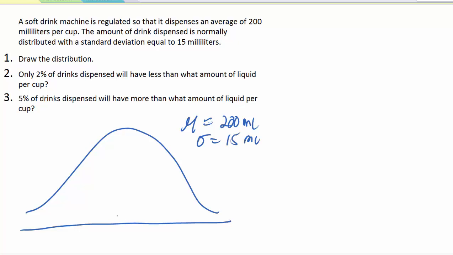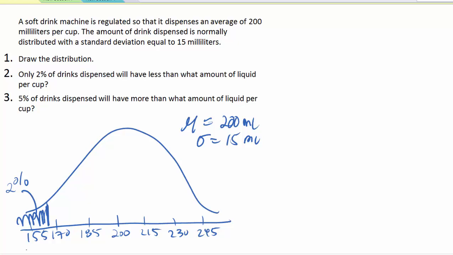So if we draw our distribution, we're going to center it at our mean, draw one standard deviation up, 2 up, and 3 up from the mean, 1 down, 2 down, and 3 down from the mean. And we can start then with our first problem. Only 2% of drinks dispensed will have less than what amount of liquid per cup? Well, we want to find the value that cuts off the lower 2% of our data.